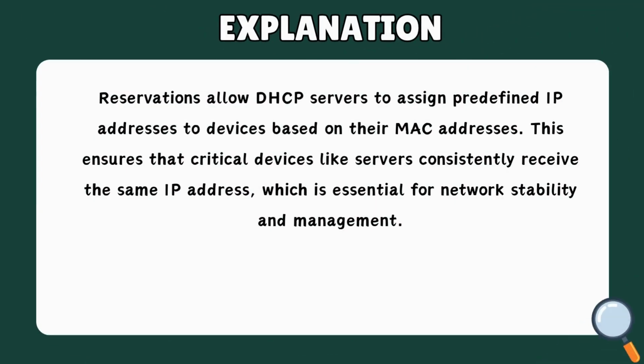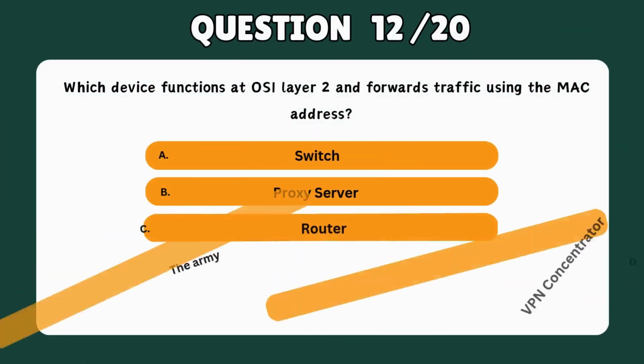Reservations allow DHCP servers to assign predefined IP addresses to devices based on their MAC addresses. This ensures that critical devices like servers consistently receive the same IP address, which is essential for network stability and management.